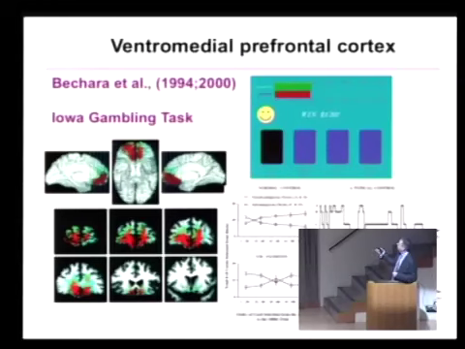So over time, they gradually learned through trial and error to choose the advantageous decks. So that was the first report, or at least formal study in the laboratory, that damage to this area impacts one's ability to make good decisions in an experimental context.